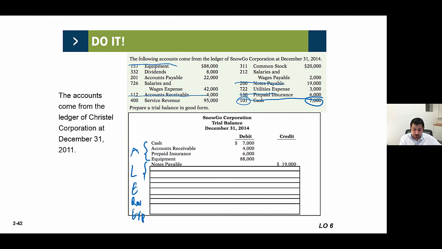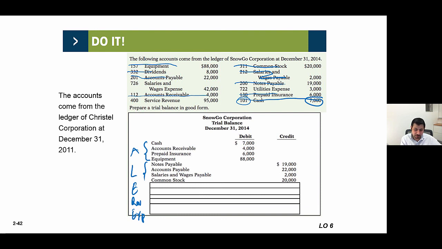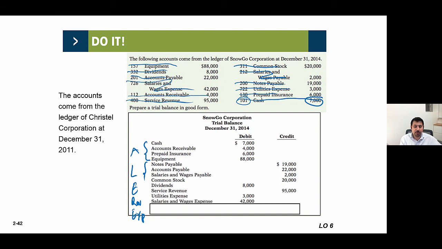So we have next, after notes payable, we have accounts payable. After accounts payable, we have salaries and wages payable. Next is common stock. We have dividends, service revenue. Then we have the expenses. So we have utilities expense, and last is salaries and wages expense.